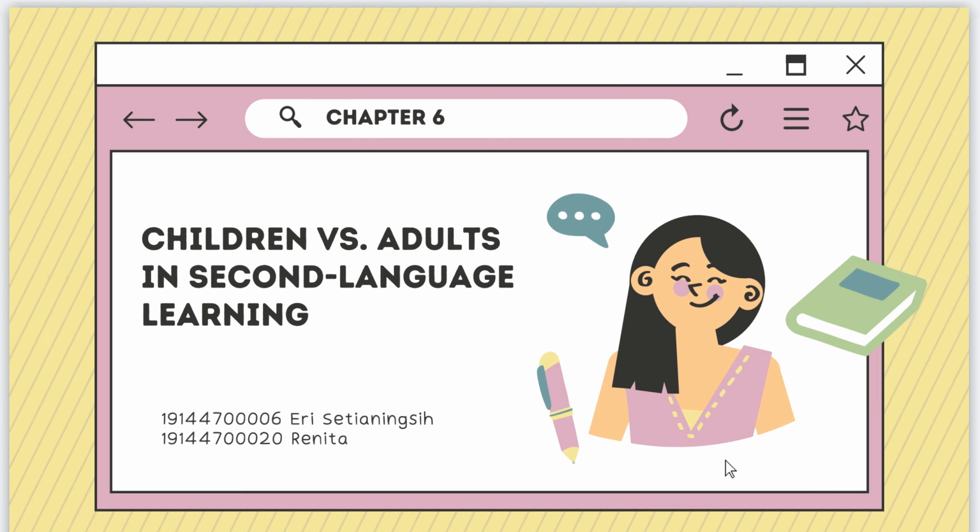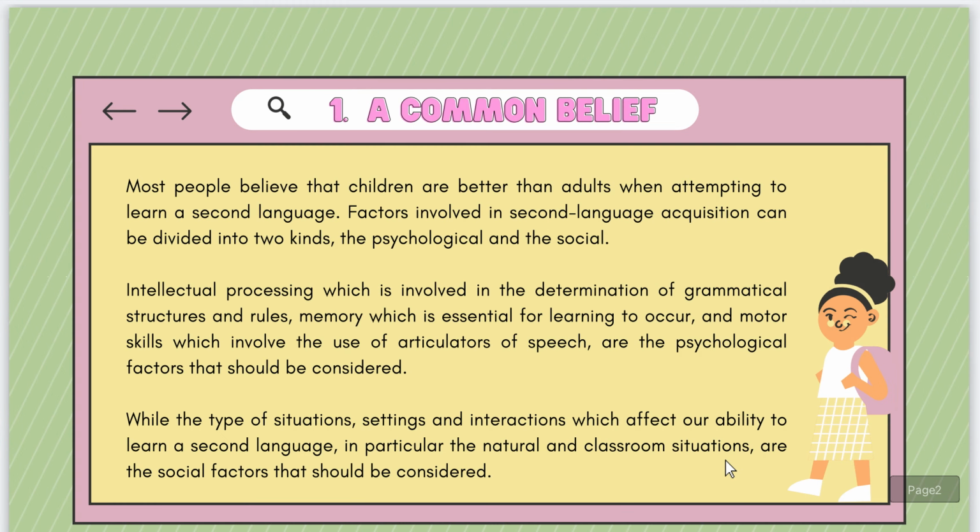We will present chapter 6 with the title Children versus Adults in Second Language Learning. Then, let's get started with the first slide. First, a common belief. Most people believe that children are better than adults when attempting to learn a second language.